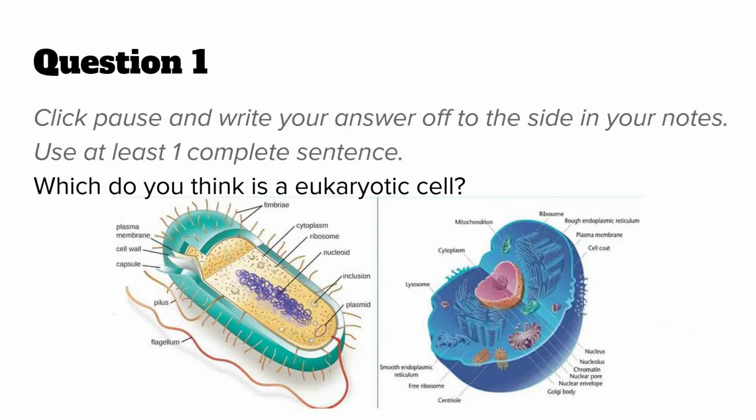Our question for this section is, which of these two do you think is a eukaryotic cell? You could say the one on the left, or you could say the one on the right. I want you to use a complete sentence and maybe tell me why you think that, right? So pause, look at the image, all you need, write your answer down as a complete sentence. That's going to be part of what I look at when I grade your work tomorrow.